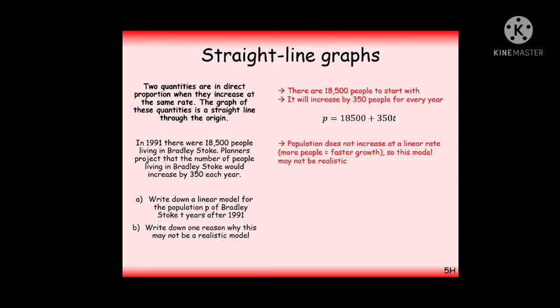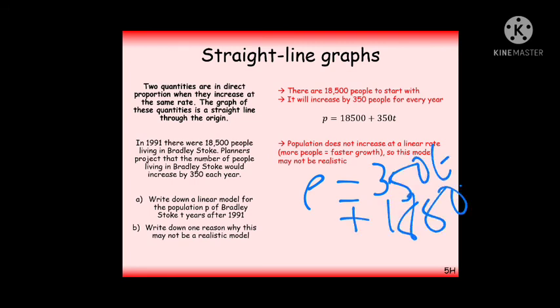For part A, you can do that pretty much in your head. 18,500 to start with. Increase by 350 people every year. So we get P equals 18,500 plus 350T, or the other way around. So you could have it as P equals 350T plus 18,500. That would be fine.